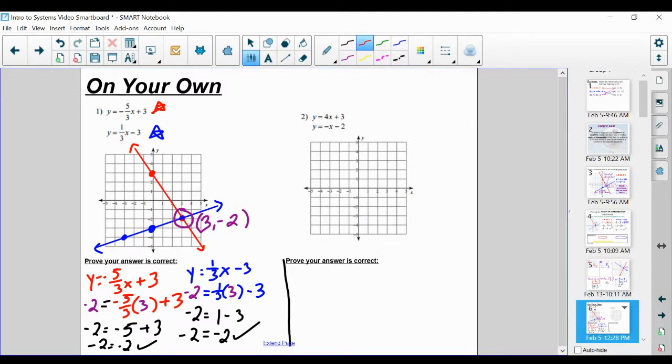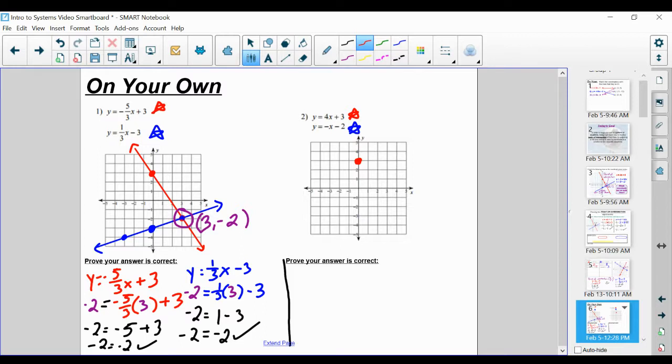Now let's go over to problem number 2. Let's let our first equation be a red line, our second equation be a blue line. We have y is equal to 4x plus 3. Our y-intercept is positive 3, and our slope is 4. So we have to go up 4 and right 1.